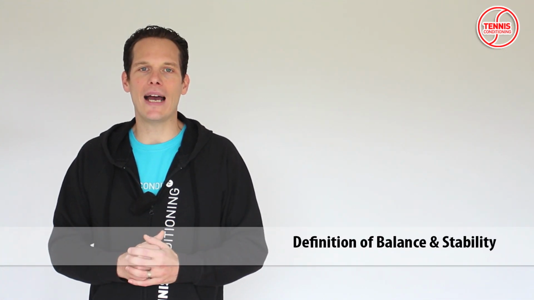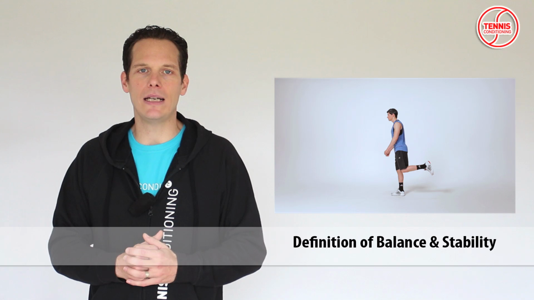Balance can be defined as the ability to maintain body equilibrium where all force couples equal zero, meaning they cancel each other out. You can think of it as static equilibrium. On the other hand, stability can be defined as the ability of an object to maintain body equilibrium while in motion. It can be thought of as dynamic equilibrium or dynamic balance.